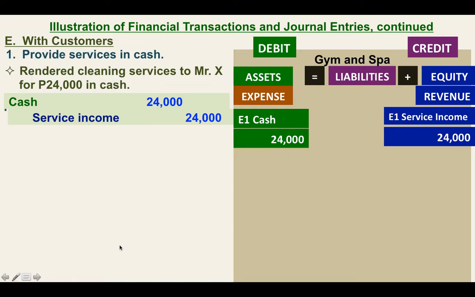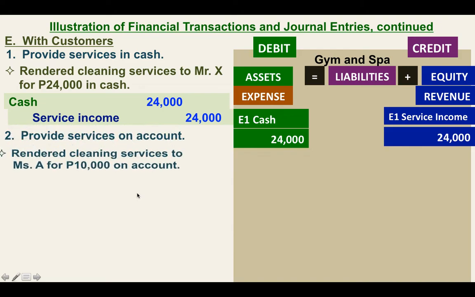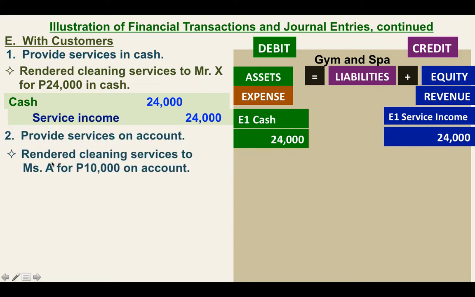Okay? And next is provide services on account. So we are providing services on account. When it is on account, it means that the customer did not pay yet. Okay? The customer will pay later. So in this case, on account in accounting is accounts receivable. Oh, by the way, this is the actual service transaction. Rendered cleaning services to Miss A for 10,000 on account. Okay, so the entry would be, what did we receive?